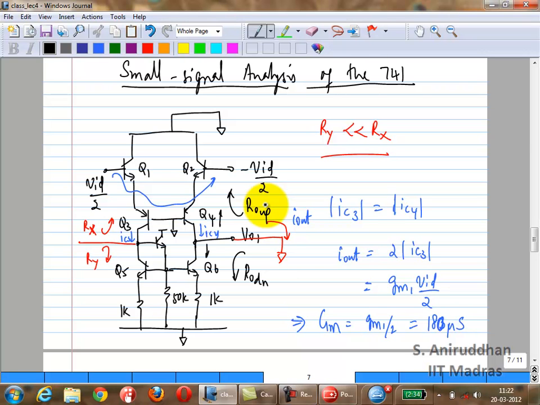It's actually the same configuration. Right? You're looking into the collector of this PNP. What resistance do you have here at the emitter? You have 1 over GM of Q2. And it so turns out that GM of Q2 and GM of Q4 are equal because they carry the same collector current. So calculate RO up, RO down and the overall R out.